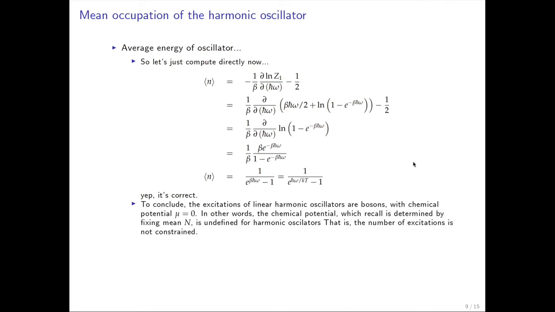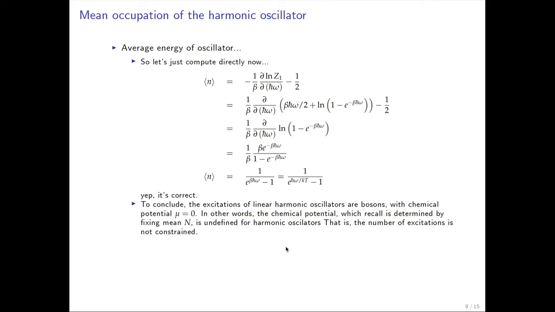So, we were going around a bit just to have a look at things from different perspectives, but as I said a few slides ago, we can think of the excitations of a harmonic oscillator. Well, a harmonic oscillator is linear, so maybe that's a little bit of redundancy, but excitations of harmonic oscillators are bosons, but they have chemical potential. Well, you can think of it as chemical potential equal to zero. In fact, what you're really saying is that the chemical potential is undefined, right?